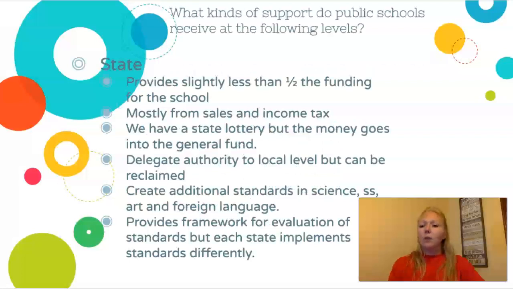What kinds of supports do public schools receive at the following levels? So at the state level, I talked about the local levels. At the state level, they provide slightly less than half the funding for the school. So mostly this money comes from sales and income taxes. We do have a state lottery in Kansas, but the money goes into the general fund. So it could be used for education, but it's not earmarked for just specifically education like it is in some states. The state delegates authority to the local level, but that authority can be reclaimed.